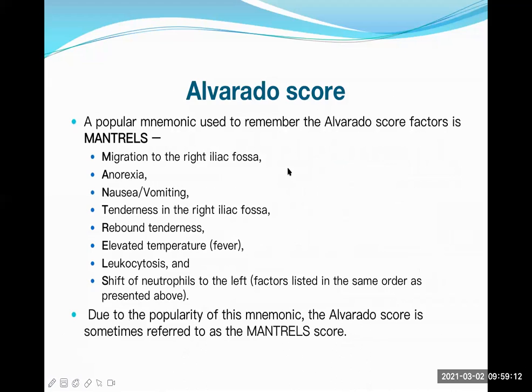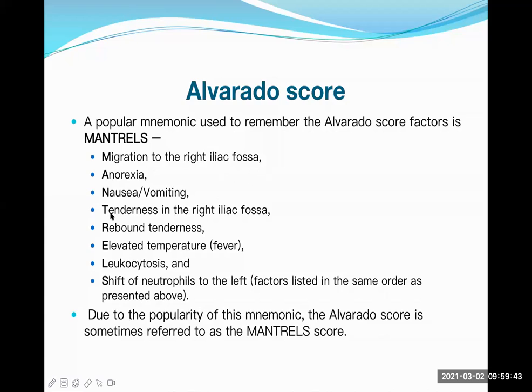Now, how to remember? There is a very popular mnemonic here, called MANTRELS. If we remember the first letter of these different features, then MANTRELS will be there. M stands for migration to the right iliac fossa, that is pain. In the beginning, periumbilical pain, later on, right iliac fossa. So this is a migration. A for anorexia, N for nausea and vomiting, T for tenderness in the right iliac fossa.